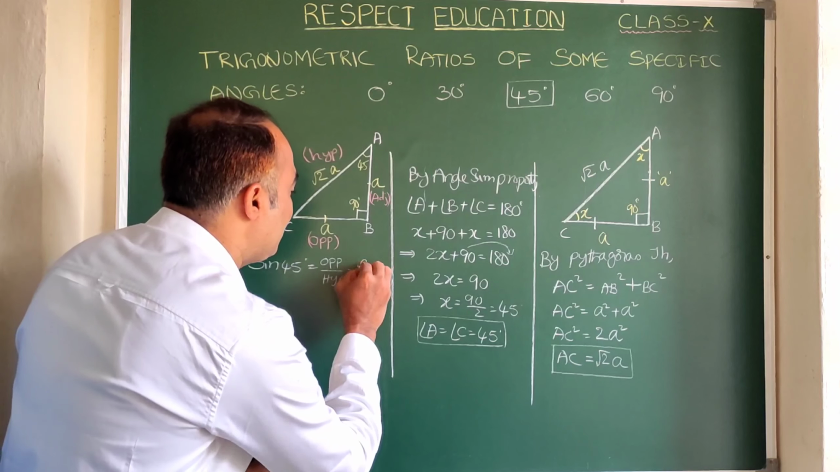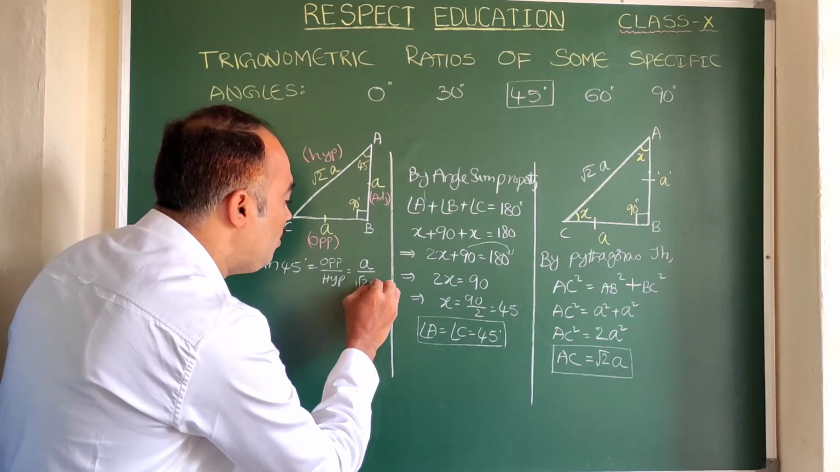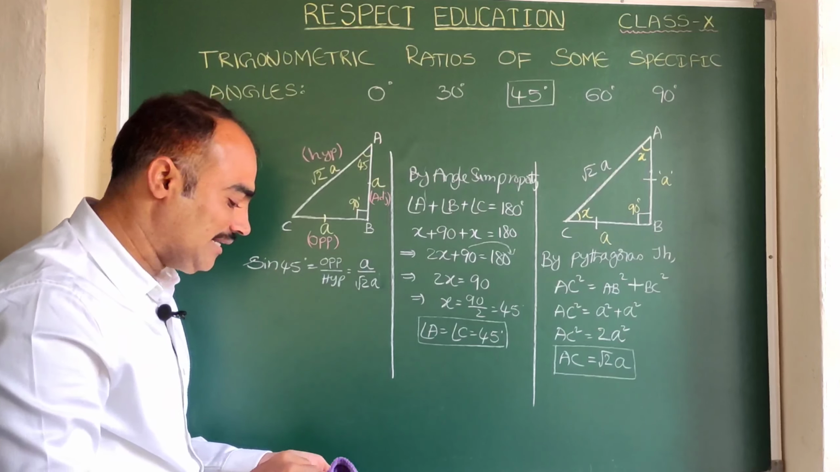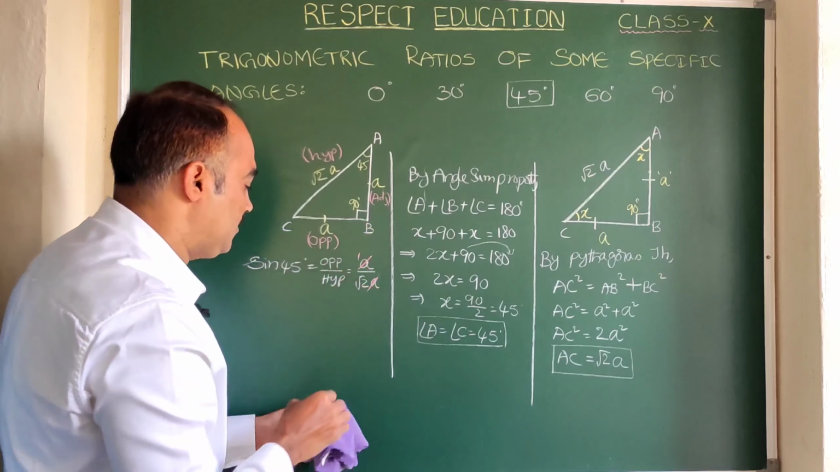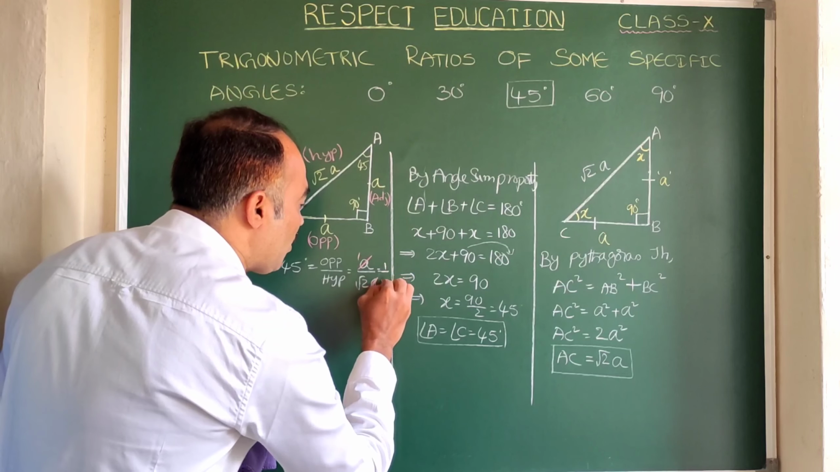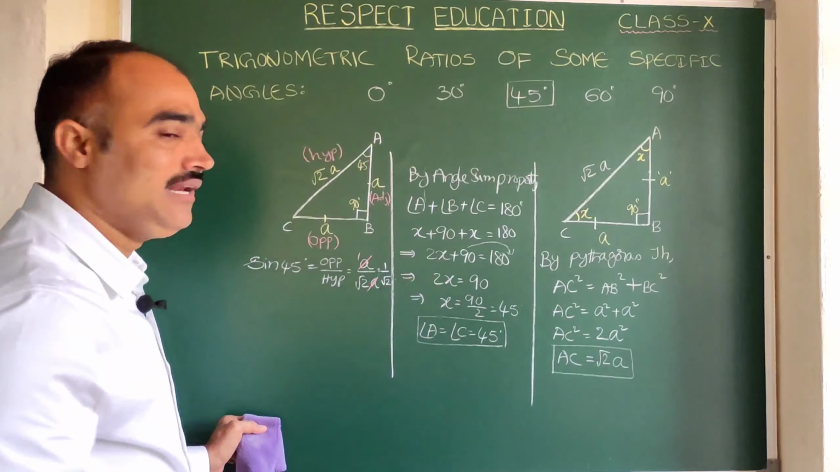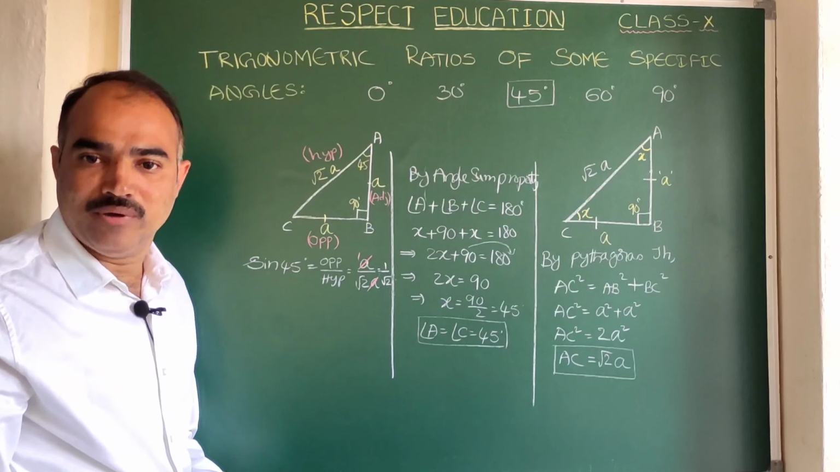Can you tell me what is the opposite side value? Small a, by hypotenuse value root 2 a. Here which one will get cancelled? A and A get cancelled one time. So what is sin 45 value? 1 by root 2. Is it clear? Now can you tell me what is sin 45 value? 1 by root 2.